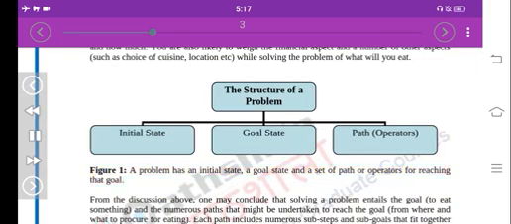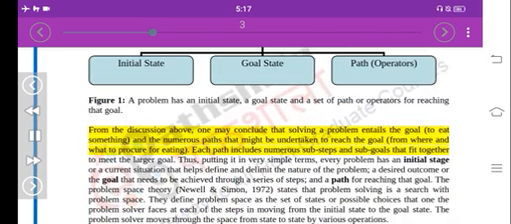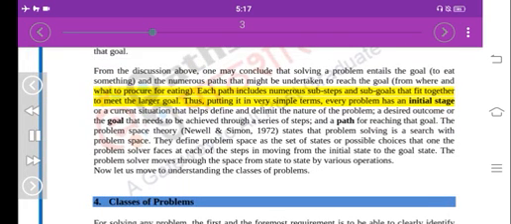Figure 1. A problem has an initial state, a goal state and a set of paths or operators for reaching that goal. From the discussion above, one may conclude that solving a problem entails the goal to eat something and the numerous paths that might be undertaken to reach the goal, from where and what to procure for eating. Each path includes numerous sub-steps and sub-goals that fit together to meet the larger goal. Thus, putting it in very simple terms, every problem has an initial stage or a current situation that helps define and delimit the nature of the problem, a desired outcome or the goal that needs to be achieved through a series of steps, and a path for reaching that goal.